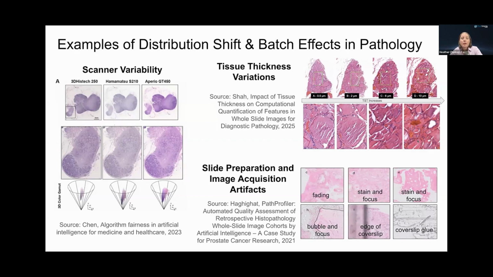Plus, there are also artifacts caused by the slide preparation and image acquisition process. Some examples are out of focus regions, fading, tissue folds, foreign objects, and bubbles. The prevalence of these artifacts varies with the data set. So we've looked at scanner, tissue thickness, and artifacts. These are some of the tissue preparation factors that can lead to slide images from different labs having a different appearance.